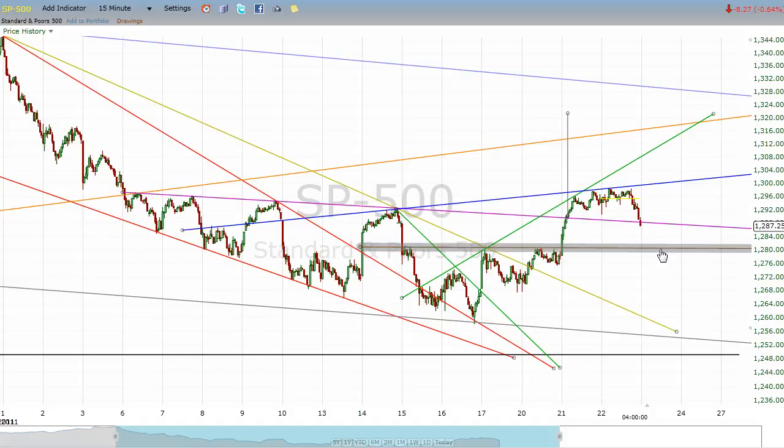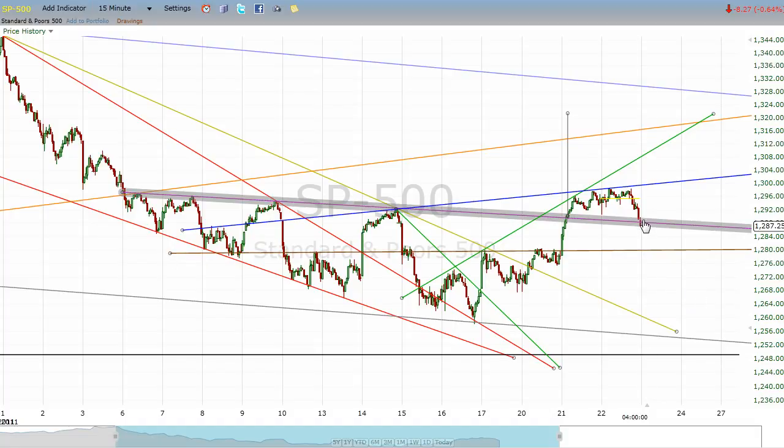And today we got a sell-off late in the day that appears to me to be nothing more than a back test. Whether or not it will continue down to this brown line to the 1280 level, I cannot tell you that for sure, but I can tell you that there's nothing at all unusual about what happened today, because these lines, once they break, they get back tested almost always.